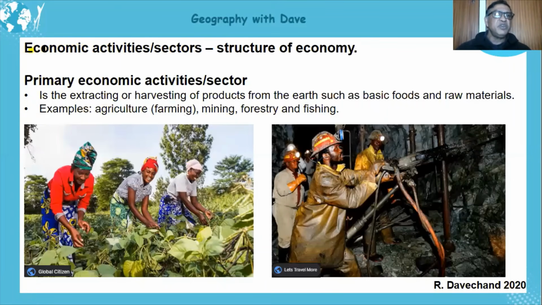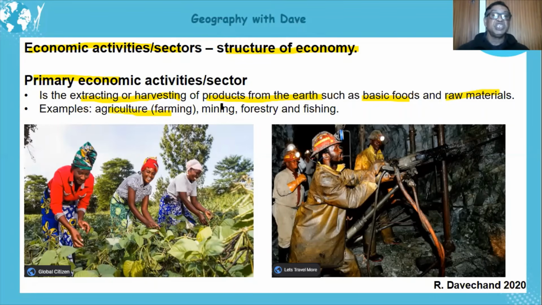Then another economic indicator is structure of the economy. All right, what do you mean by structure? You're going to come across this in grade 12 also, learners. Exactly the same things. Now we have a structure where we divide it into different activities, okay, like primary activities. All right, this is extracting or harvesting products from the earth, such as your basic foods, your raw materials.